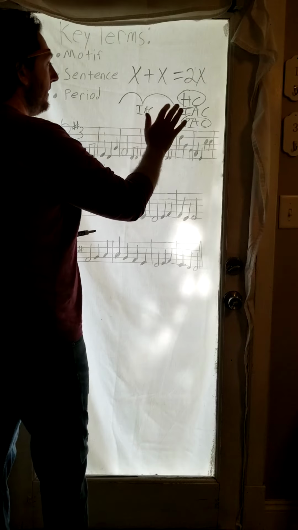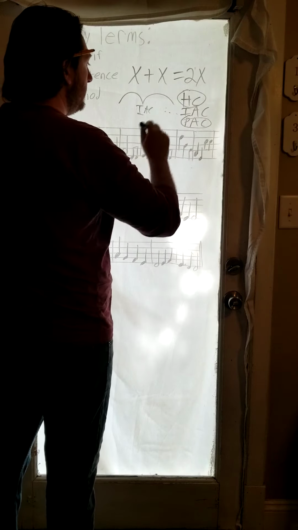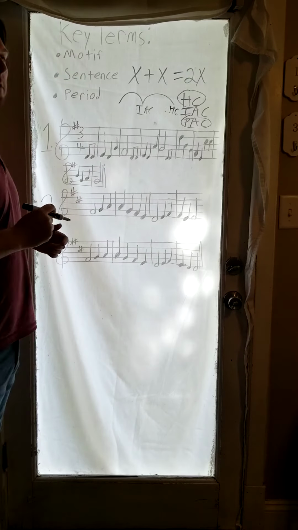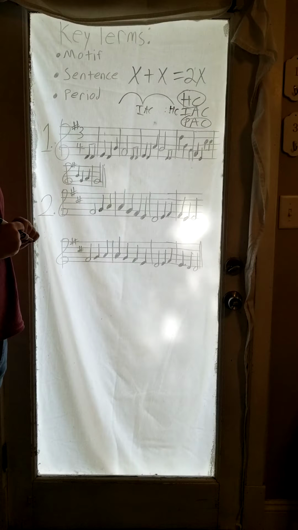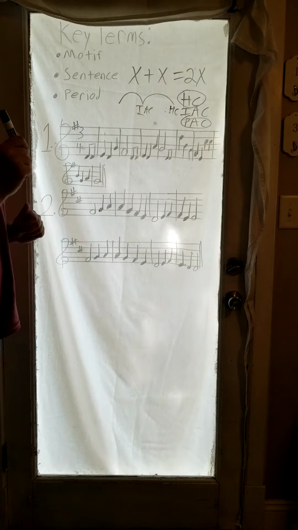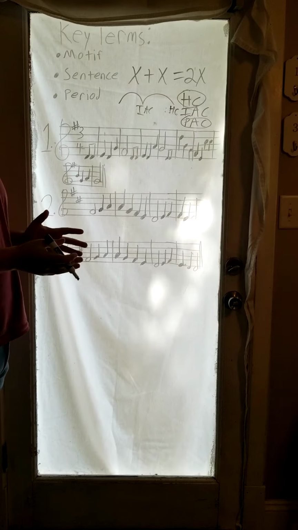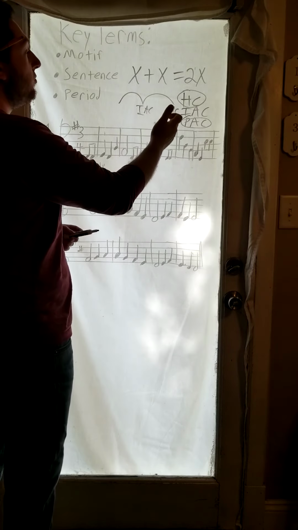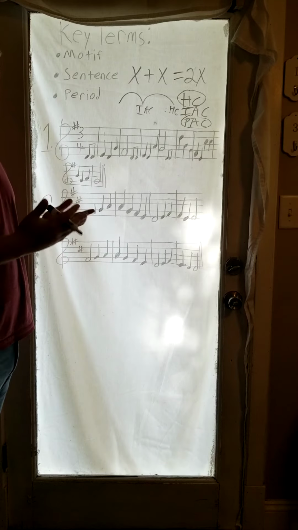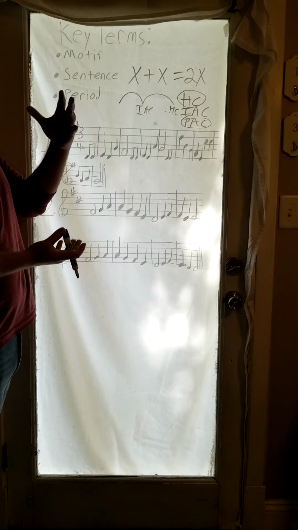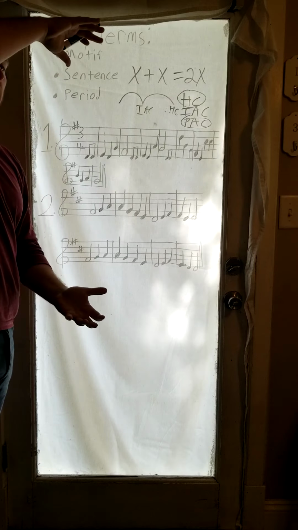Could we potentially have imperfect going to half cadence? I mean, that ends on five. Nobody wants to end on five. Actually, no. For a period structure, no. Because a half cadence is weaker than an imperfect authentic, it wouldn't make sense. It's like building a pyramid upside down.